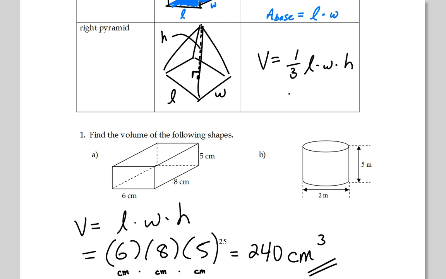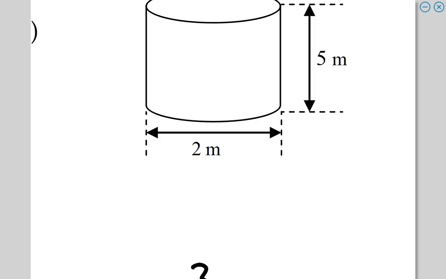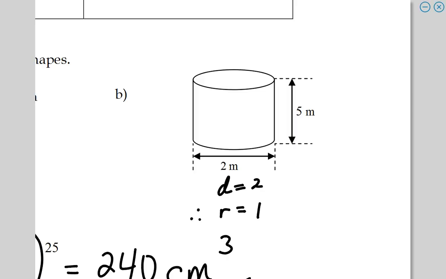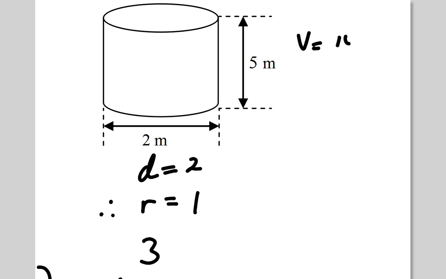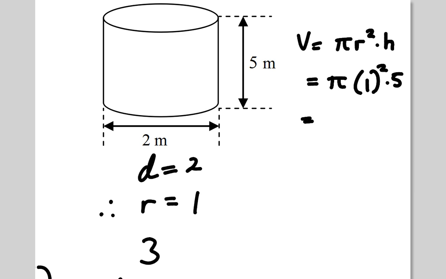Take a look at B. What shape is that? What do you need? Diameter or radius? Radius. What did they give? Diameter is 2, therefore radius is 1. Beautiful, you guys. For some of you, this is such a nice review. Yeah, area of the base would be pi r squared multiplied by the height h. Use the pi button. Good.